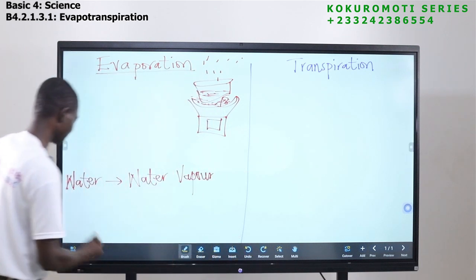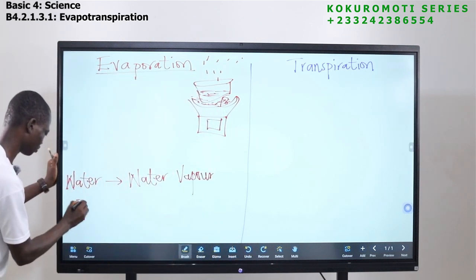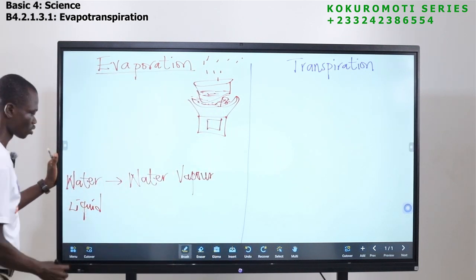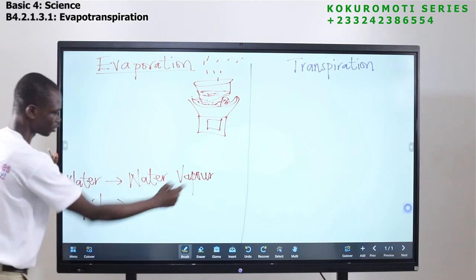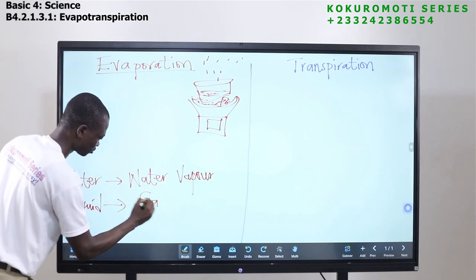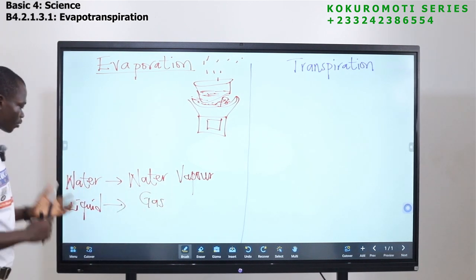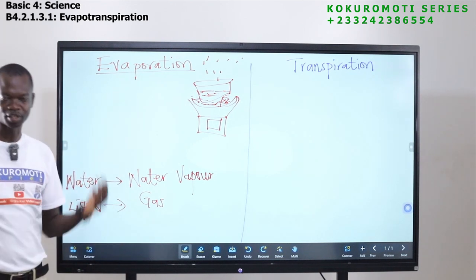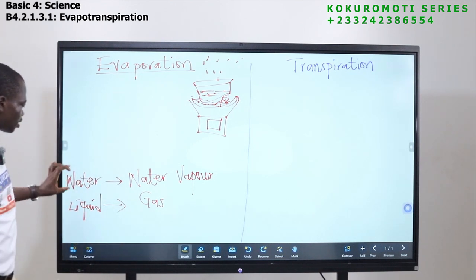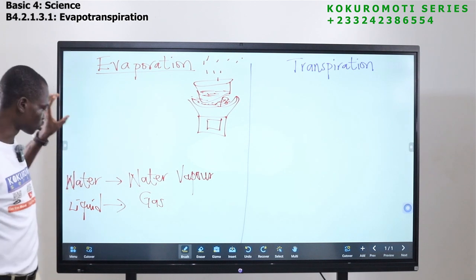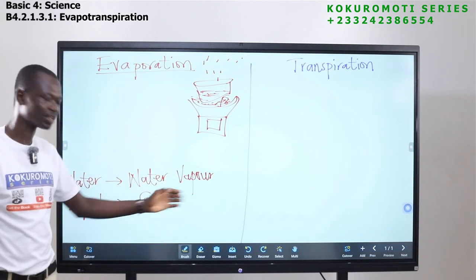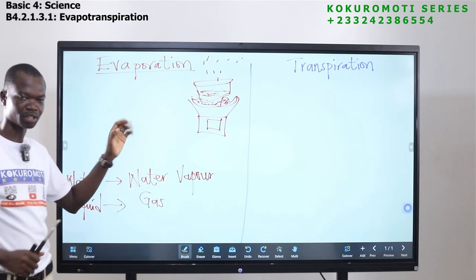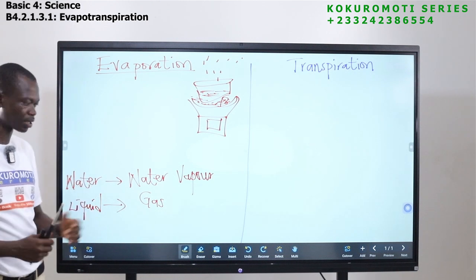We know water is a liquid. Water vapor too is a gas. So where liquid changes to gas, we can also describe that as evaporation. But here, we are looking at water. So water turning into water vapor, that is evaporation, the process where water turns into water vapor.